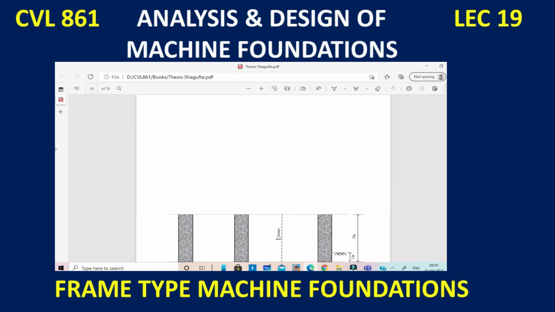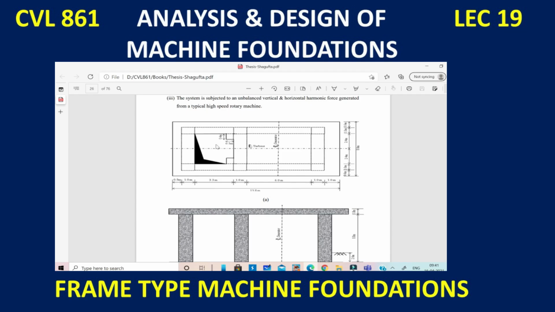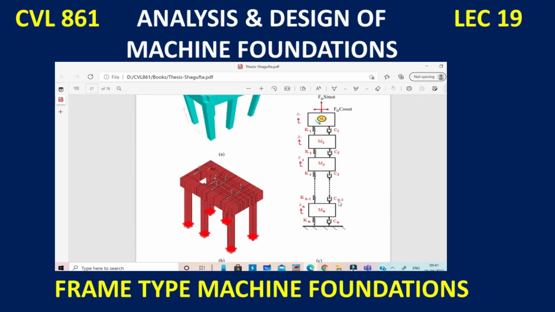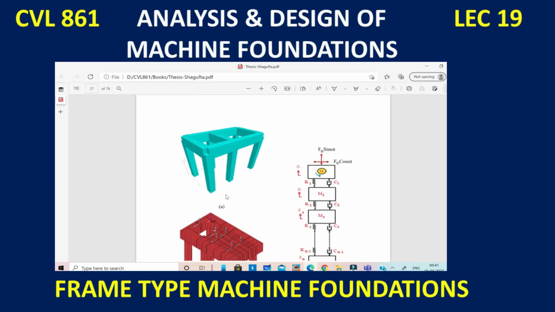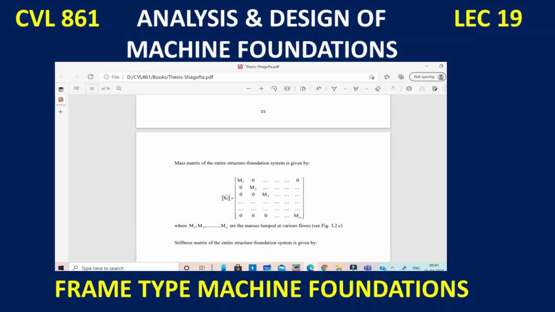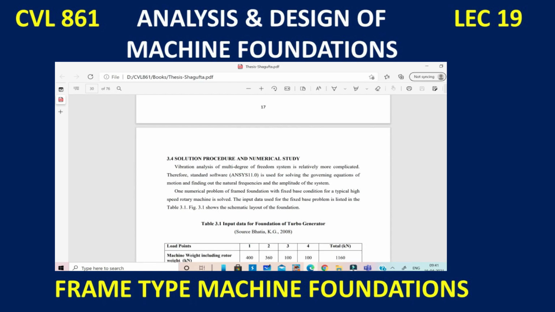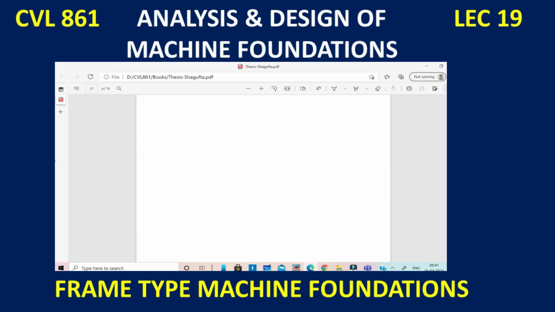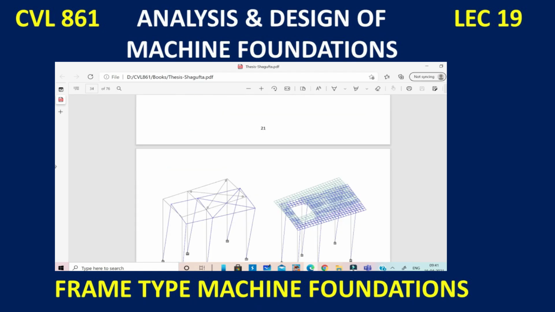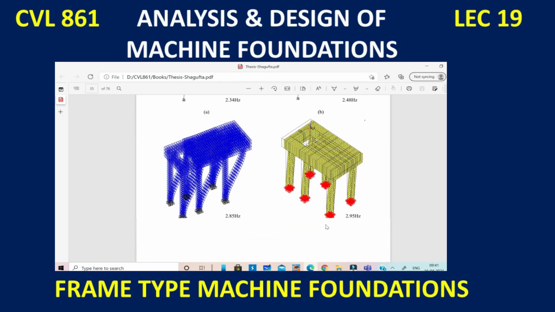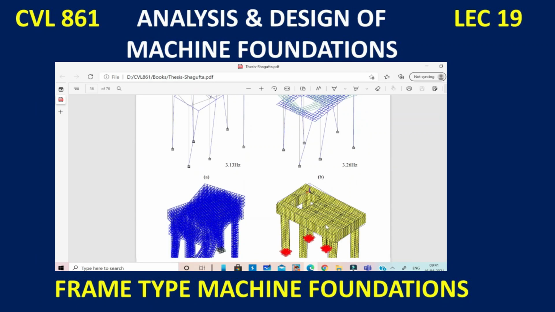Yeah, so this is the foundation. This was a practical foundation which came to her for design. So this was taken up by her, and this is the modeling. She did modeling both with the space frame as well as the 3D finite element method, and she also considered the soil structure interaction. The pictures I presented during my presentation are from here.